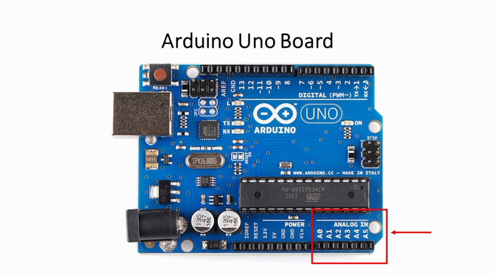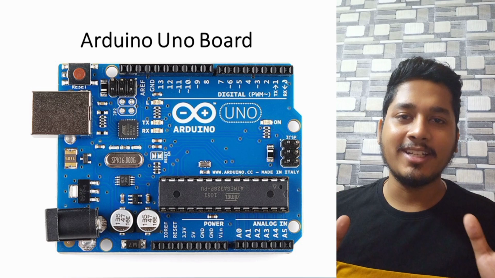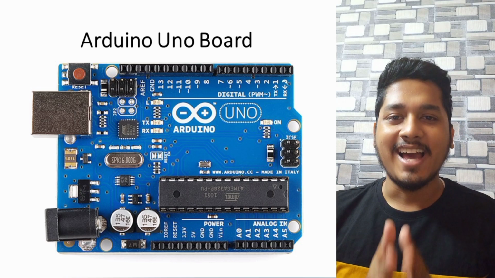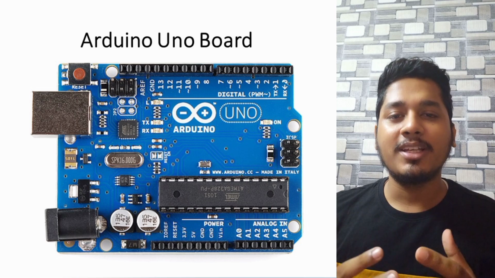Remember, Arduino has an ADC, analog to digital converter. Thus it can accept analog inputs, but it does not have analog output pins due to the lack of a DAC, that is digital to analog converter. So basically, using the 14 digital input-output pins and 6 analog input pins, Arduino can communicate with the outside world.